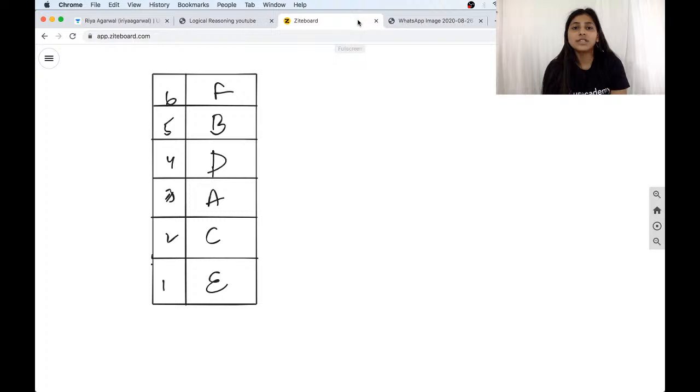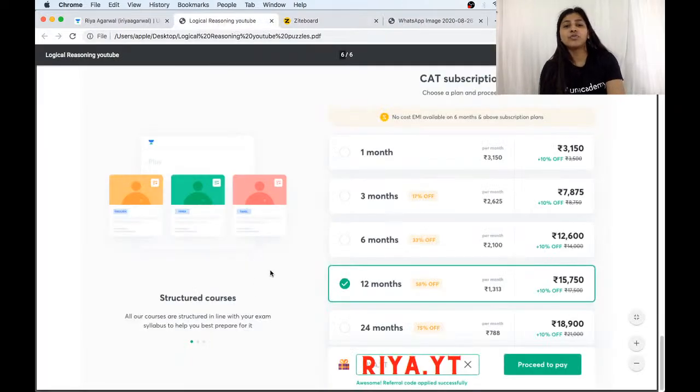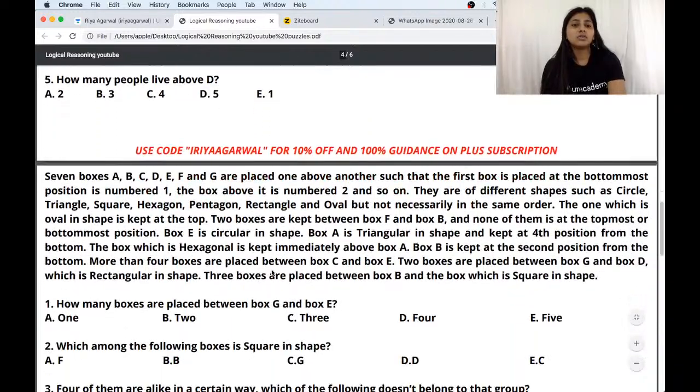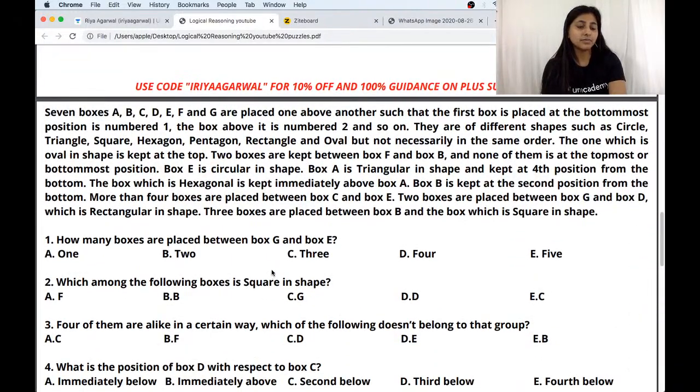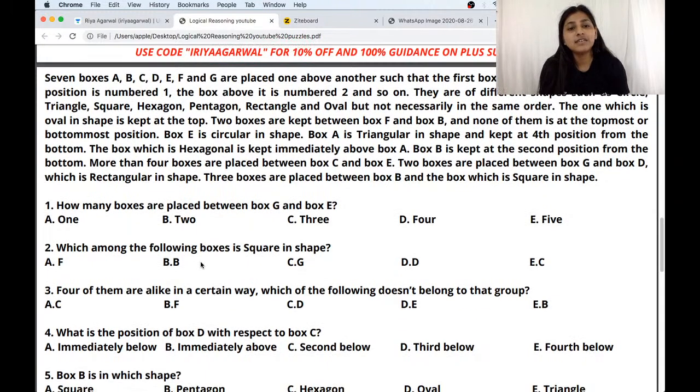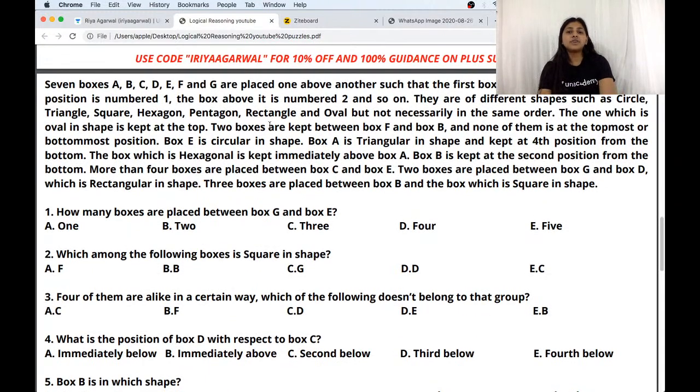Okay, now let's continue. Let's see one more set before we end this class. So this is the set. Let's start. 7 boxes A, B, C, D, E, F, G are placed one above another such that the first box is placed at the bottommost position, numbered 1, then the box numbered 2 and so on. Okay? They are of different shapes such as circle, triangle, square, hexagon, pentagon, rectangle and oval, but not necessarily in the same order. The one which is oval in shape is kept at the top.